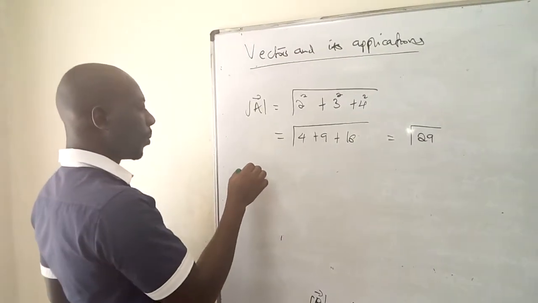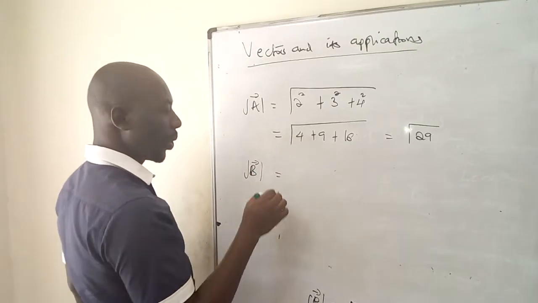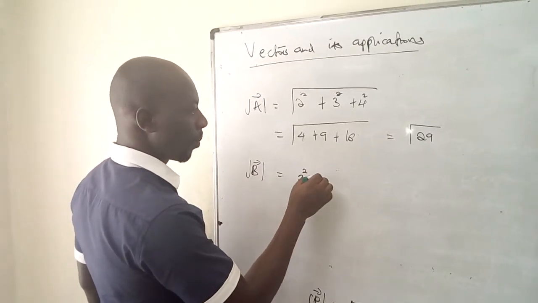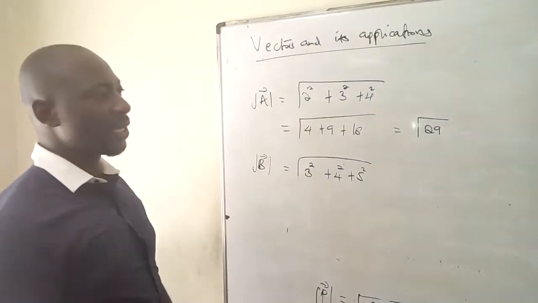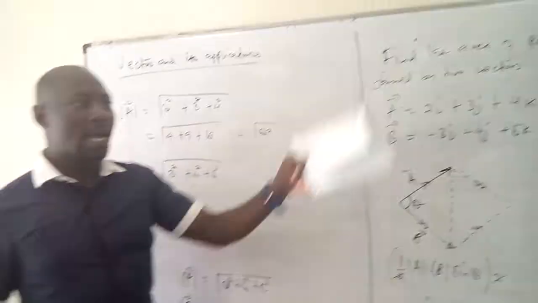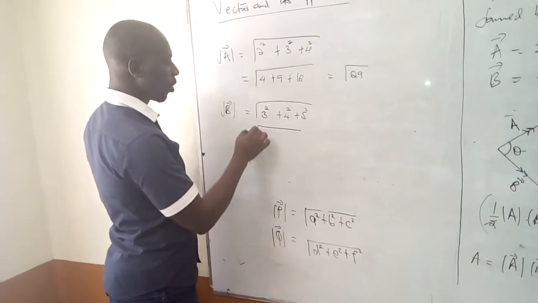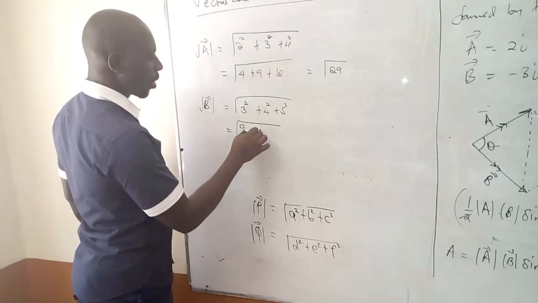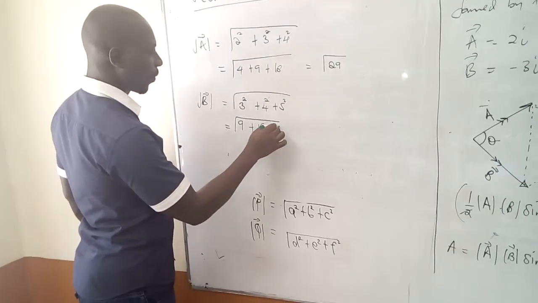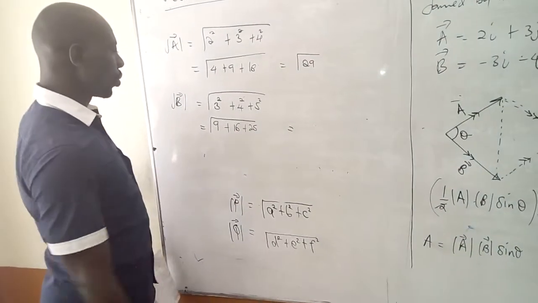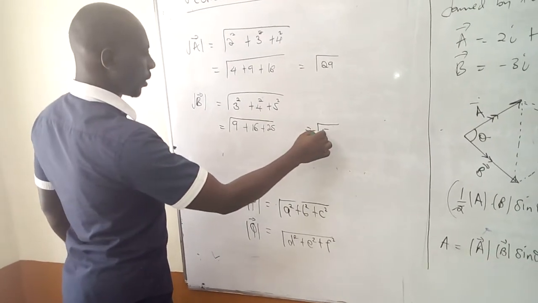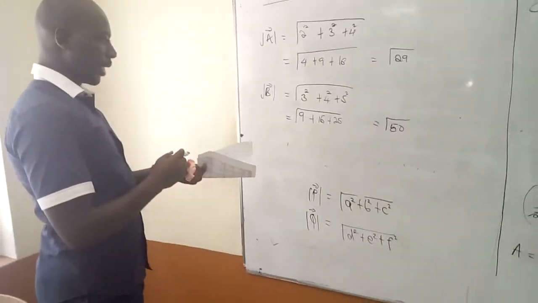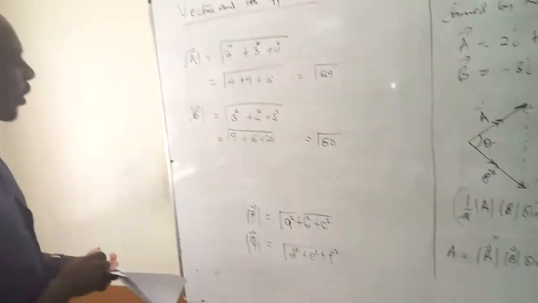Then you go to B. The magnitude of B shall be 3 squared plus 4 squared plus 5 squared under root. When getting the magnitude, we are squaring, since negative 3 squared and 3 squared are all the same, so you can just drop the signs. This one shall give us the root of 9 plus 16 plus 25. So this one is the same as the root of 50. So you have got the magnitude of A and B.